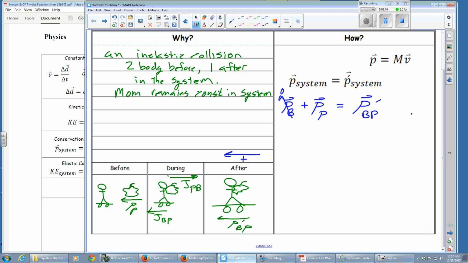Great choice. Momentum of the pumpkin is going to be the inertia of the pumpkin and the velocity of the pumpkin, which is going to be positive. So I'm just going to put in the speed of the pumpkin. And that's going to equal the inertia of Brittany and the pumpkin and the speed of Brittany and the pumpkin. Again, it's positive. So we can use the momentum equation.